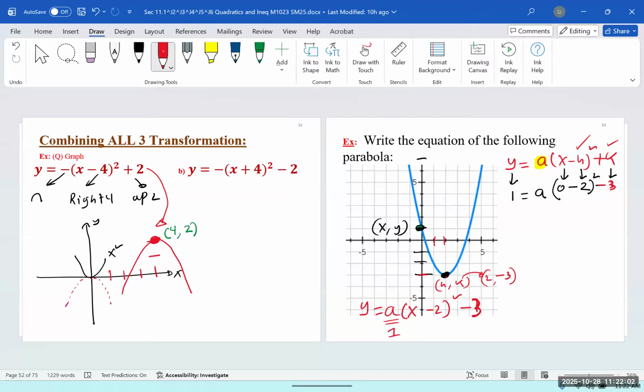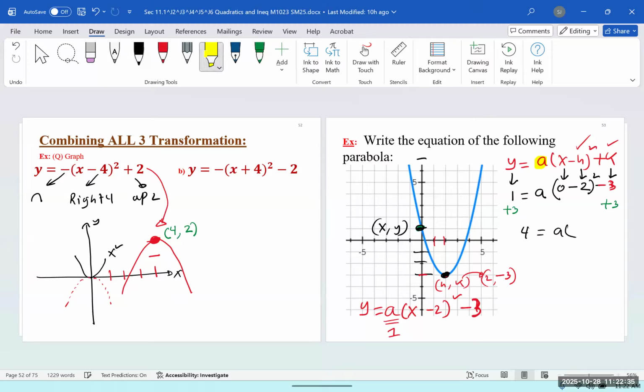X and y are random, but this h and k is the vertex. H, k cannot change, but for x, y, you can pick this number or that number or that number, any number from anywhere. This is the easiest one because our x is 0. Oh, the a is 1. Add 3 to both sides. In this case, it's 1, but in the exam, it will not be 1.